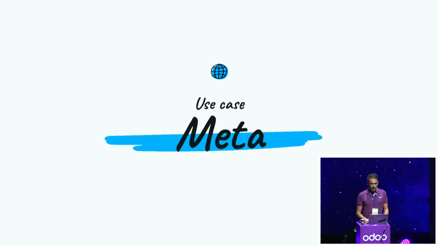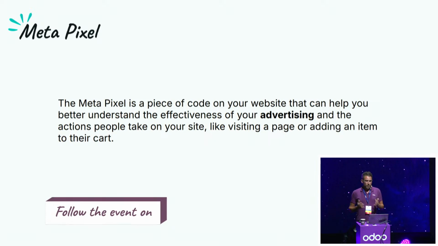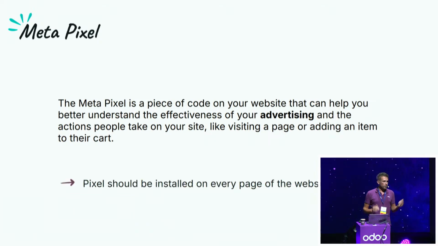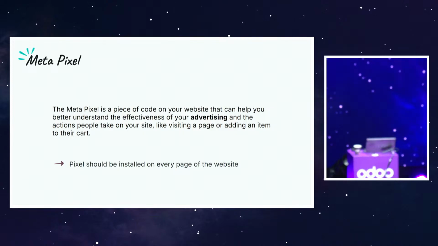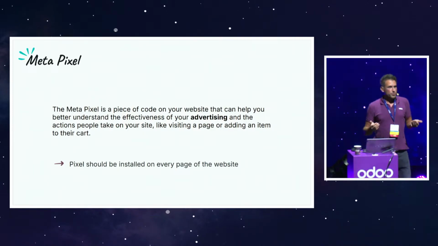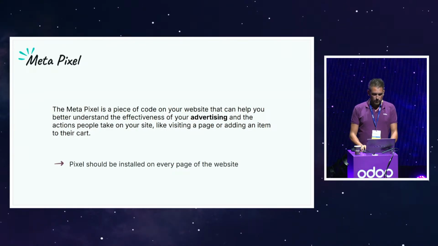For this, I will have the use case with Meta. And in order to do tracking with Meta, you have to use what Meta calls the pixel, which is actually a piece of code that you have to add on every page of the website in order to better understand the effectiveness of your advertising and the actions people take on your site, like visiting a page or adding an item to their cart. So Facebook or Meta is actually asking us to put a pixel on every page of the website. But if we do so, we should use a cookie banner. So how can this be possible to have a website without a cookie banner and do tracking?